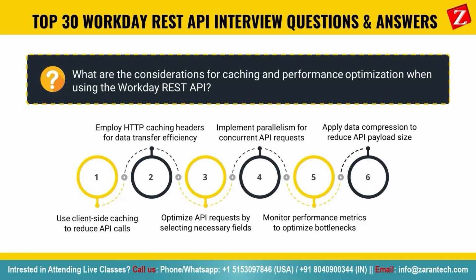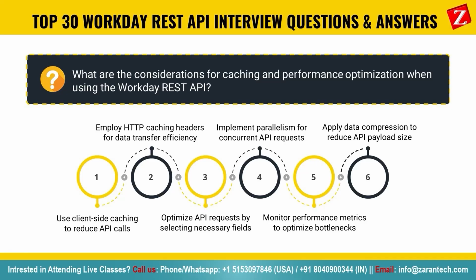By sending multiple requests simultaneously, you can utilize available resources more efficiently and reduce overall response times. Let's say an analytics platform needs to retrieve data from multiple Workday endpoints. By executing API requests in parallel, the platform can aggregate data more quickly, enabling faster insights. Monitoring performance metrics is essential for identifying and optimizing bottlenecks in API usage. By tracking metrics like response time and throughput, you can pinpoint areas for improvement and optimize accordingly.